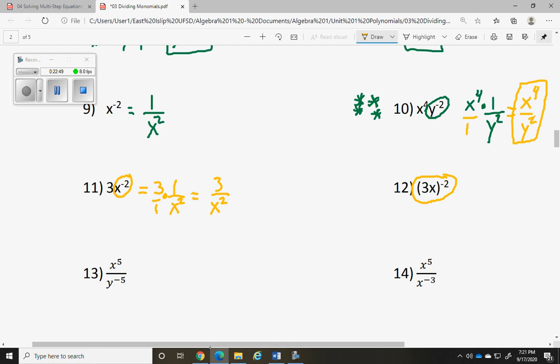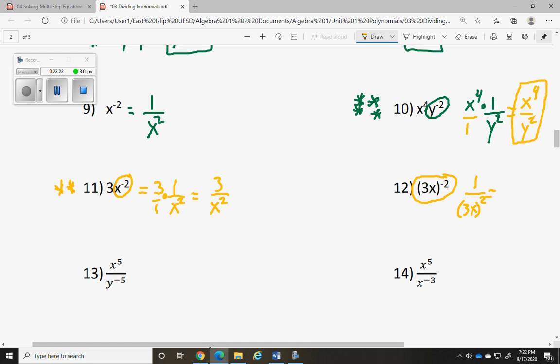Now when we do number 12, the whole parenthesis is to the negative power. So I have to do the reciprocal of the whole parenthesis. This turns out to be 1 over, in parentheses, 3x to the 2nd power. Okay, so notice that difference. The whole parenthesis gets reciprocated, where in number 11, I only had to worry about the reciprocal of that x to the -2nd.